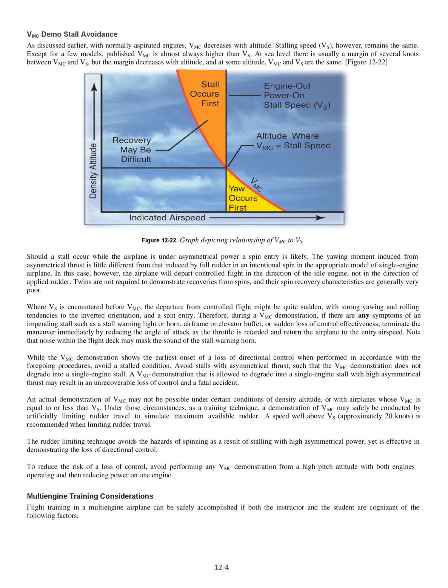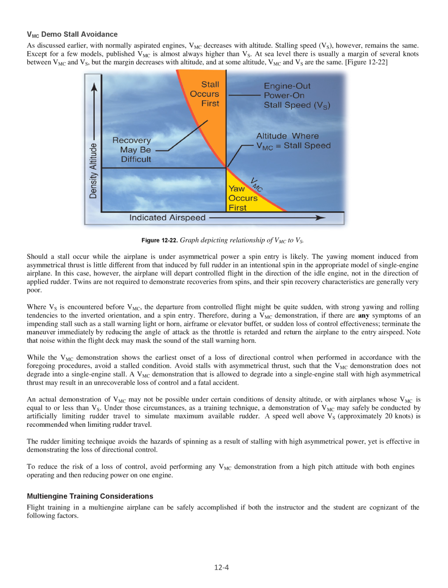The yawing moment induced from asymmetrical thrust is little different from that induced by full rudder in an intentional spin in the appropriate model of single-engine airplane. In this case, however, the airplane will depart controlled flight in the direction of the idle engine, not in the direction of applied rudder. Twins are not required to demonstrate recoveries from spins, and their spin recovery characteristics are generally very poor. Where VS0 is encountered before VMC, the departure from controlled flight might be quite sudden, with strong yawing and rolling tendencies to the inverted orientation, and a spin entry.